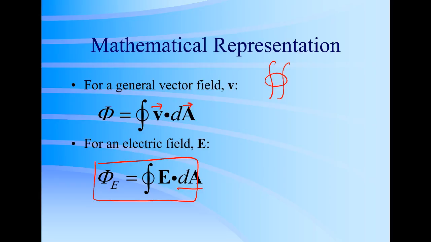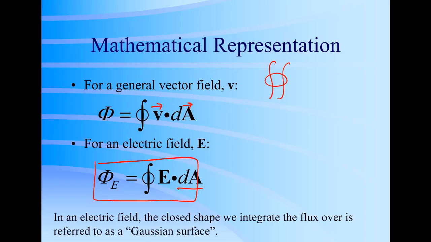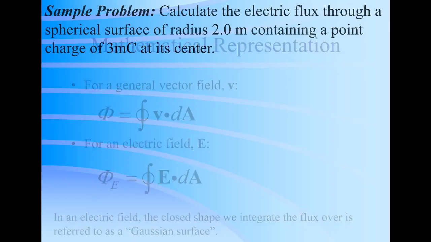Now, most of the time, we're not going to be doing complicated surface integrals in this class, but you need to understand the concept in order to see what happens next with Gauss's law. So, speaking of that, the closed shape that we integrate the flux over is called a Gaussian surface. And we'll do one quick example and then move on for next time.